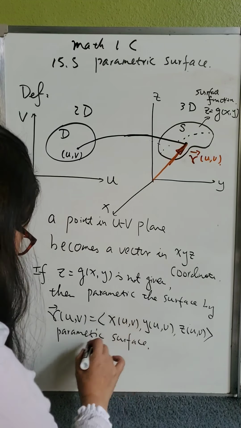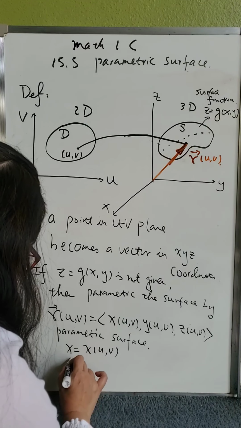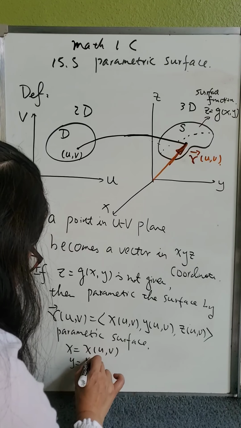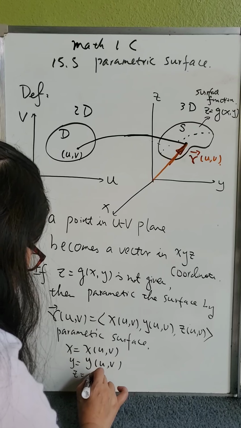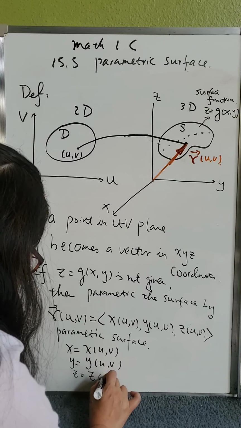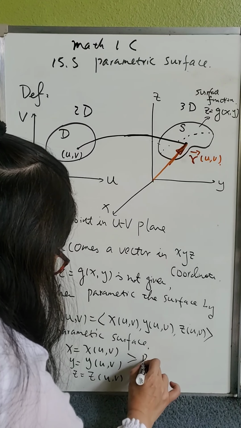So this is 3, and we don't want that because that will make things a lot harder. This is called the parametric equation.